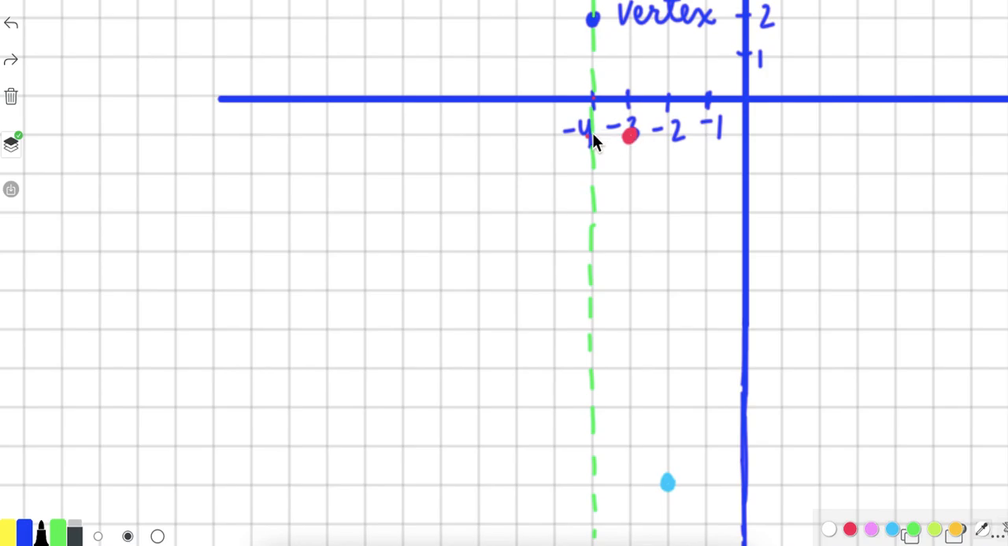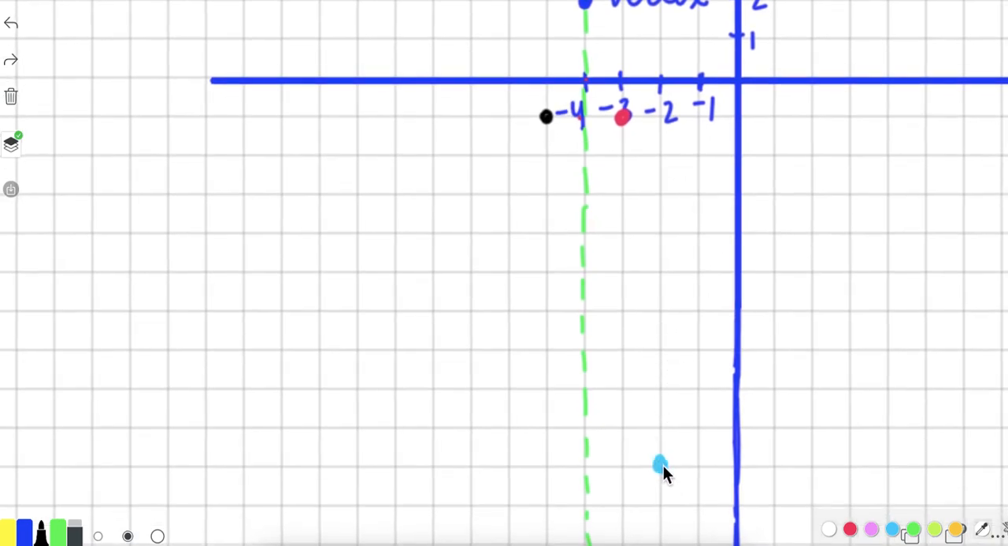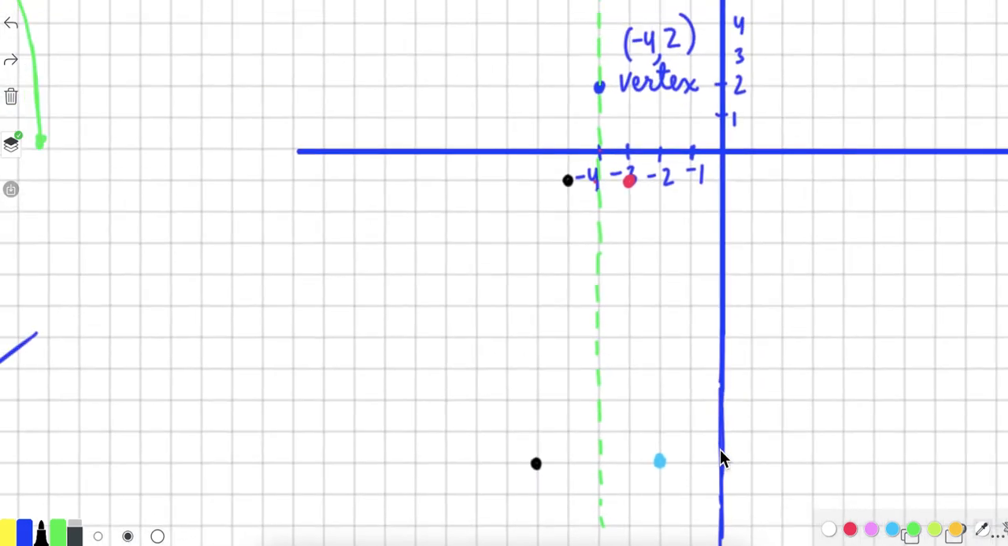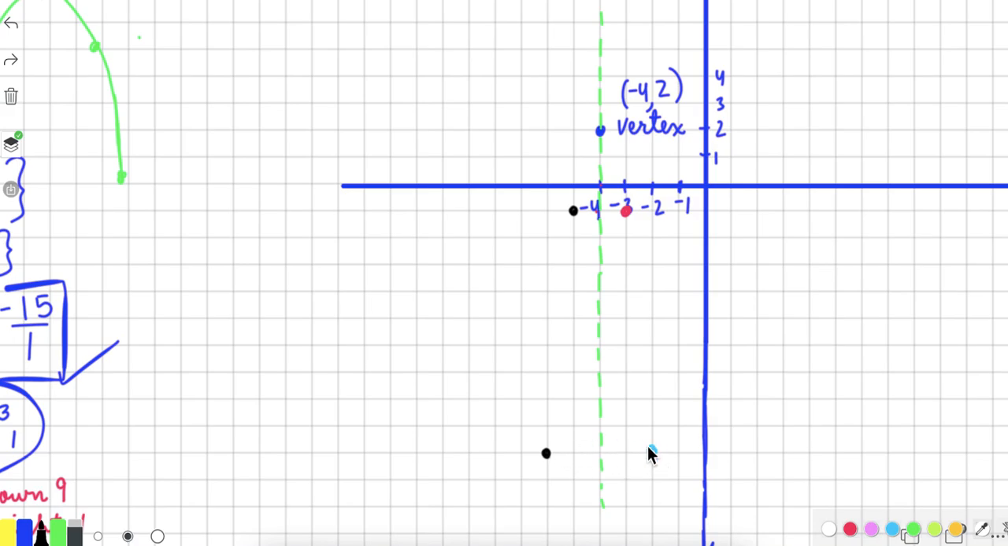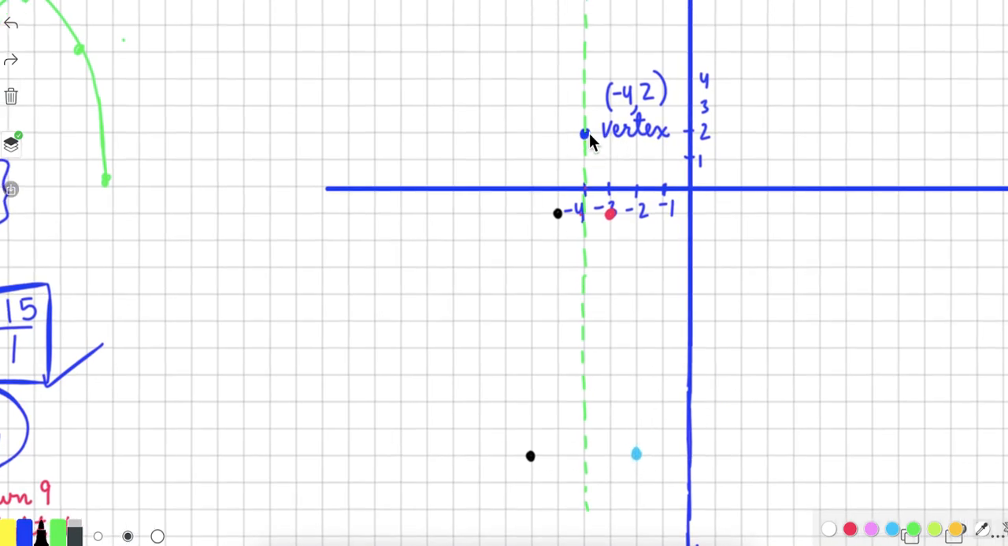That means on the other side of this dotted line, we're going to plot a point 1 unit away. Next up, this blue dot is 2 units away from the dotted line. So we have to plot a point 2 units away on the other side of that dotted line. And see there, we just reflected the points over.